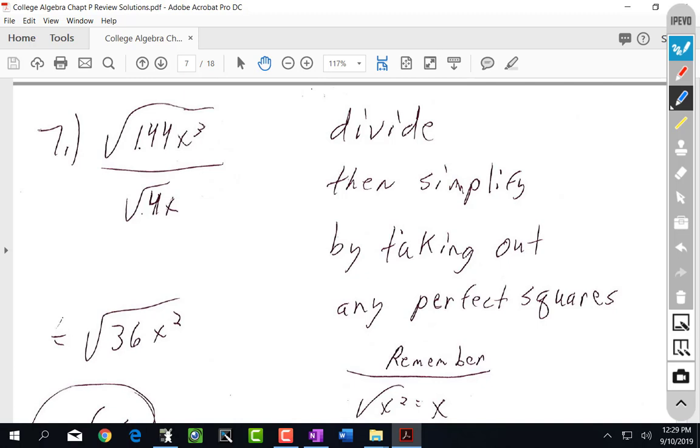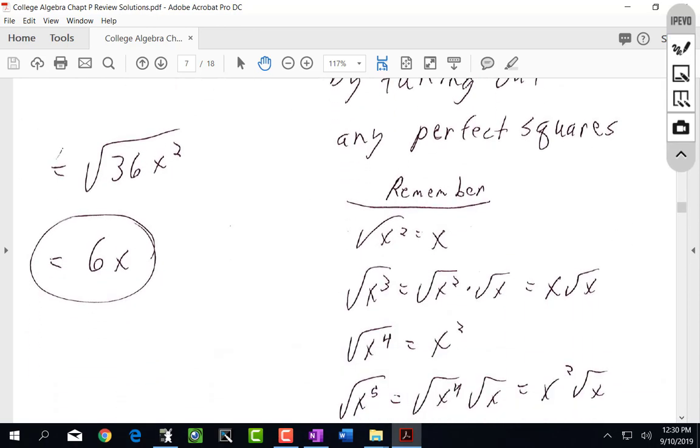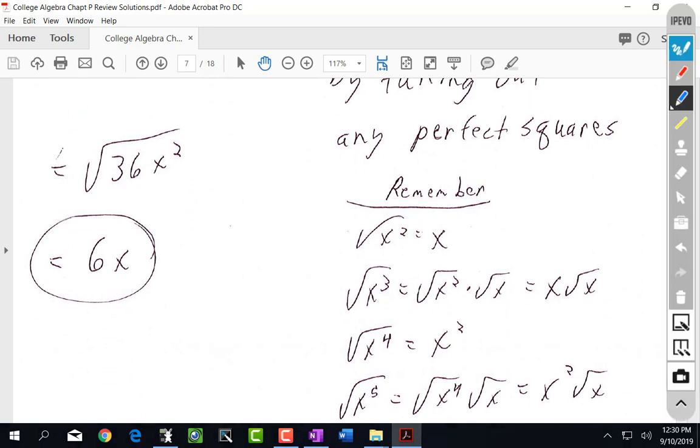Okay, on this next one, there's 2 ways to do it. So you have the square root of 144 x cubed divided by the square root of 4x. Well, we're going to go ahead and just divide it out. So you can divide this out, or you can actually take the square root of 144, but we'll just go ahead and divide it out. So 144 divided by 4 comes out to be 36. We have x cubed divided by x gives us x squared. Now we can go ahead and simplify this down. So simplifying this down, we'll take the square root of 36. And that's going to give us 6, and the square root of x squared is just x by itself.